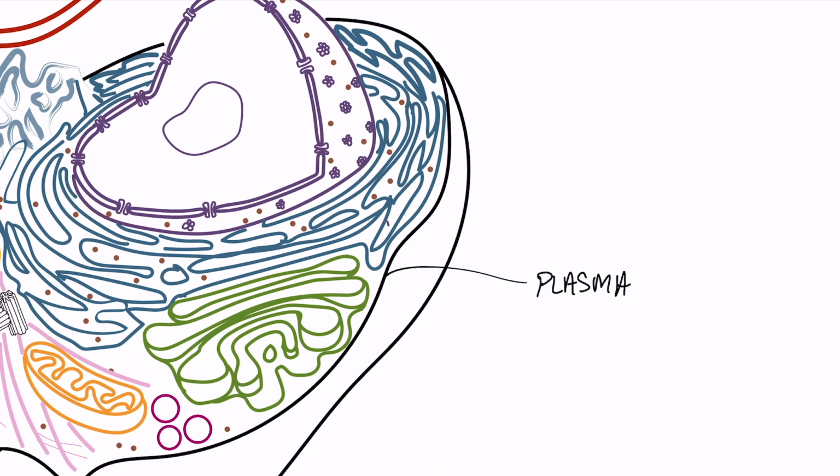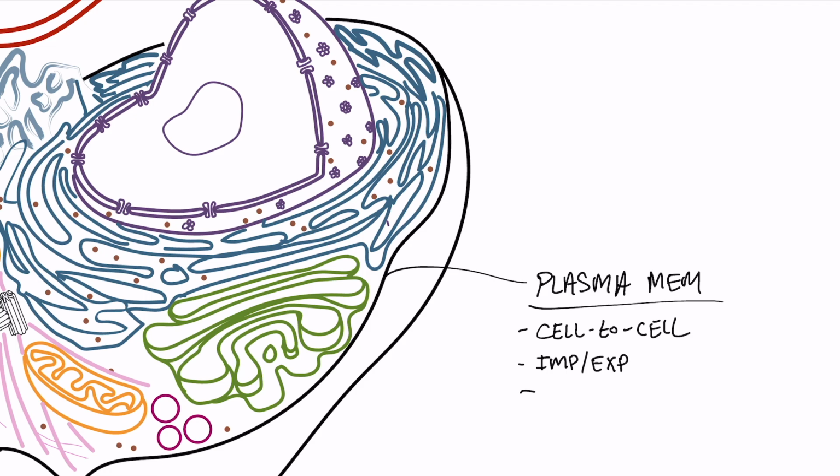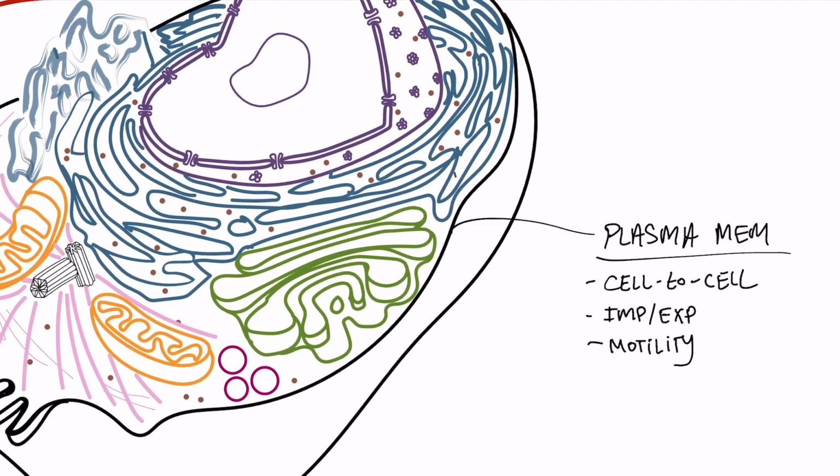The plasma membrane has various functions, and I will go over the main ones now. The first is cell-to-cell recognition. The second is import and export of various nutrients and ions. And the last is you can have extensions of the plasma membrane, for example, pseudopodia, that are involved in motility. Those are three functions of the plasma membrane.